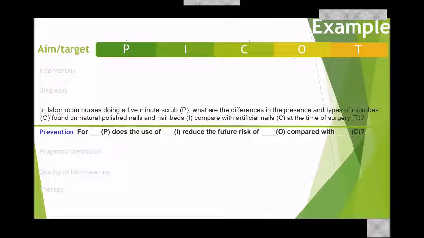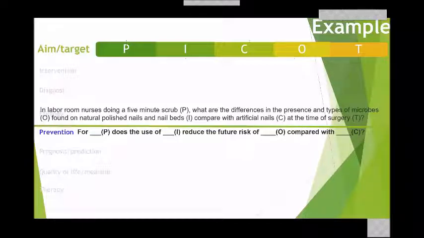For a population, does the use of an intervention reduce the risk of an outcome compared to other populations? So the question would be: in labor room nurses doing a 5-minute scrub, the population is nurses in the labor room doing hand washing. What is the difference in the presence and the type of microbes? That's our outcome: the type and the presence of microbes found on the natural polished nail and nail bed.